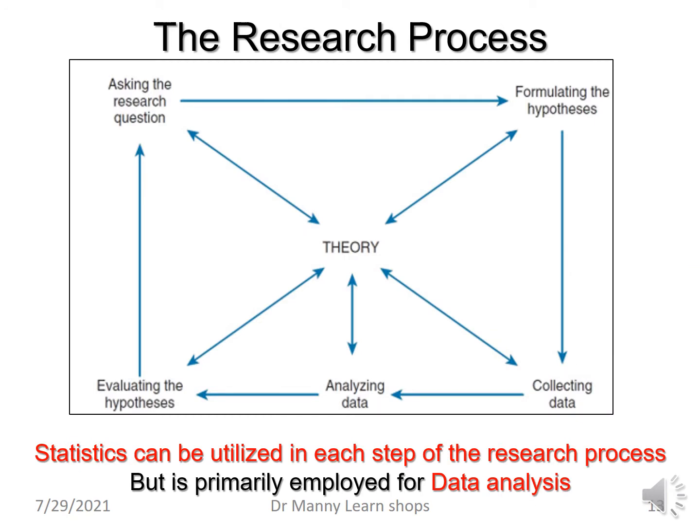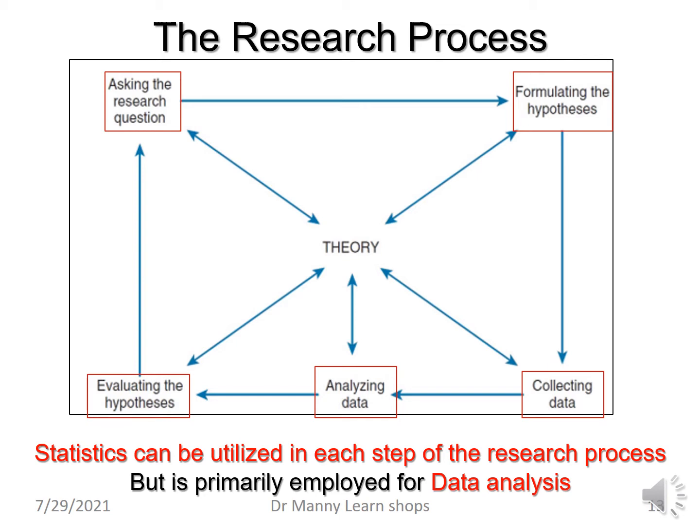So when we look at the research process, essentially it begins with asking the research question, then formulating the hypothesis, collecting the data, analysing the data, and evaluating the hypothesis, which all essentially creates a theory. But it's a cyclic process as well. Therefore, statistics can be utilised in each step of the research process, but it's primarily employed for data analysis.